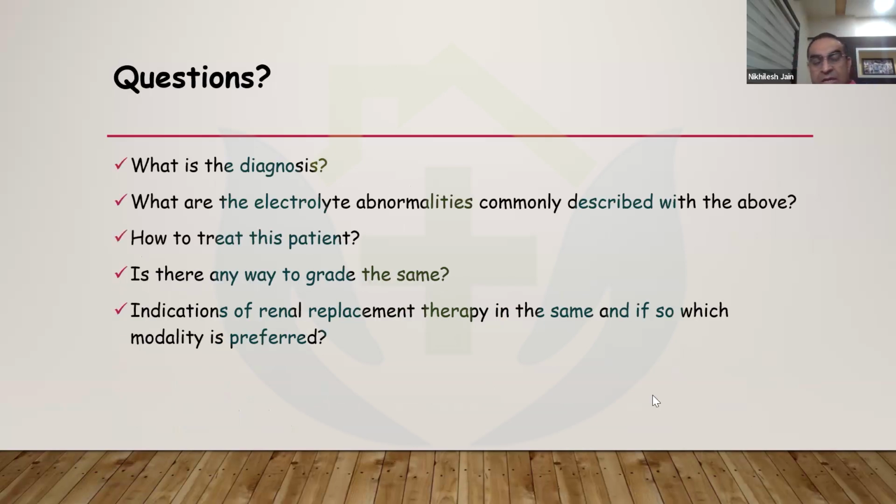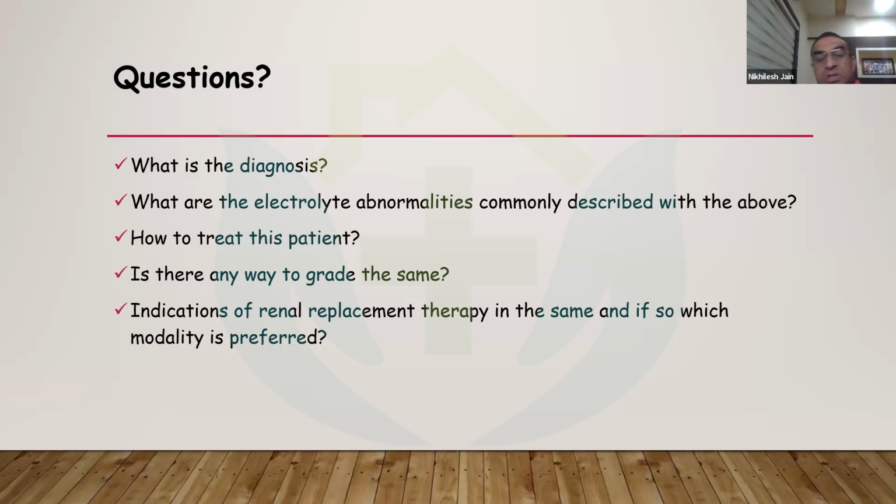Well, most of you have given that. Now do remember that when we talk about electrolyte abnormalities, there are two disorders. One is rhabdomyolysis and another one is tumor lysis. So you should be familiar with the set of electrolyte abnormalities that are there for rhabdomyolysis and the set of abnormalities which are there for tumor lysis syndrome.